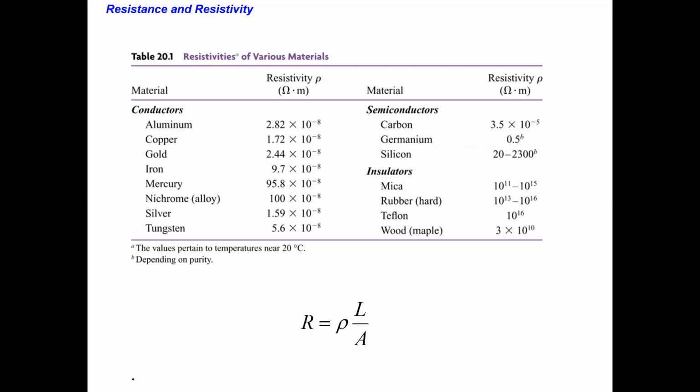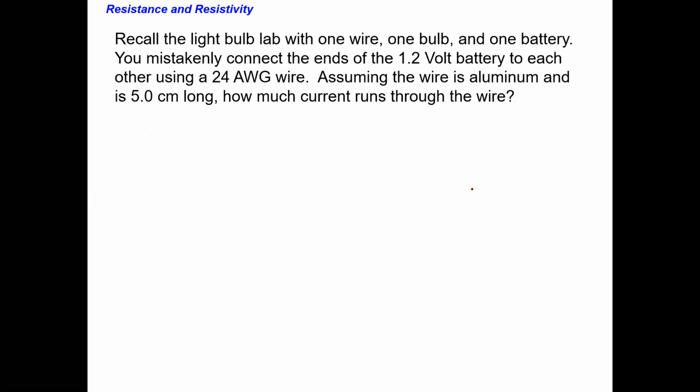All right. Here's some values of resistivities for different materials. You notice that all of our conductors here have very low resistivities. The insulators, on the other hand, have very high resistivities.